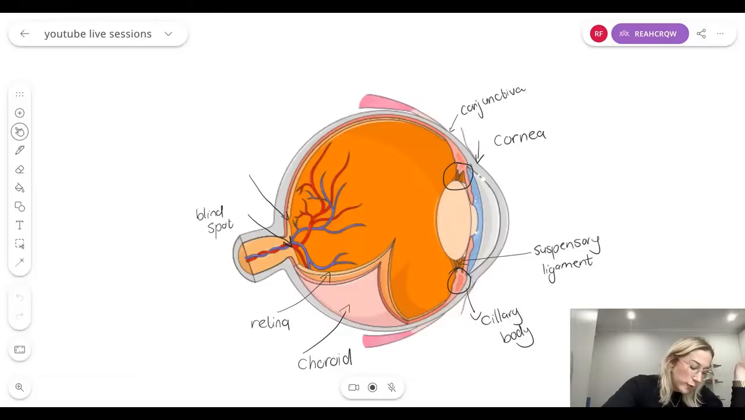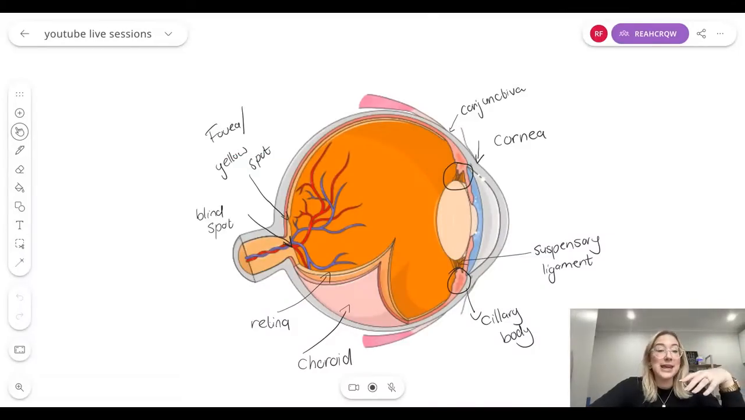Most teachers go for the easier name, which is called the yellow spot. But in other textbooks, it is the fovea. Maybe you've heard of it as well. Maybe that's what your teacher calls it, the fovea. Maybe the macula fovea. They're all actually the same thing, and they're all accepted as answers. So you can call it the yellow spot, or you can call it the fovea.